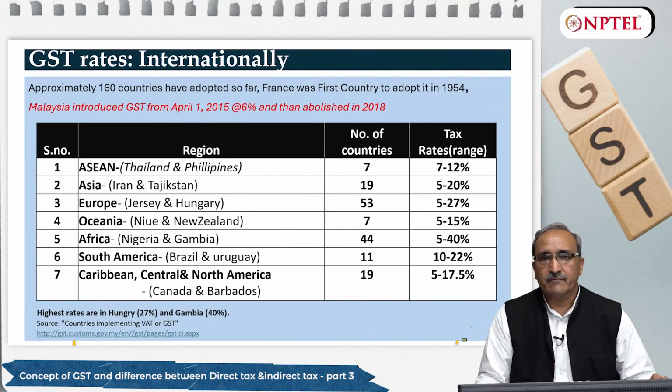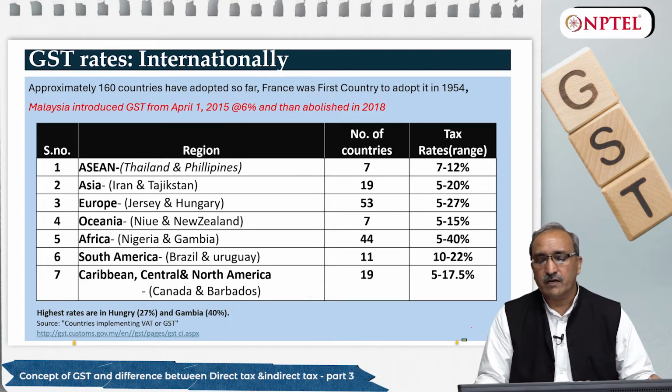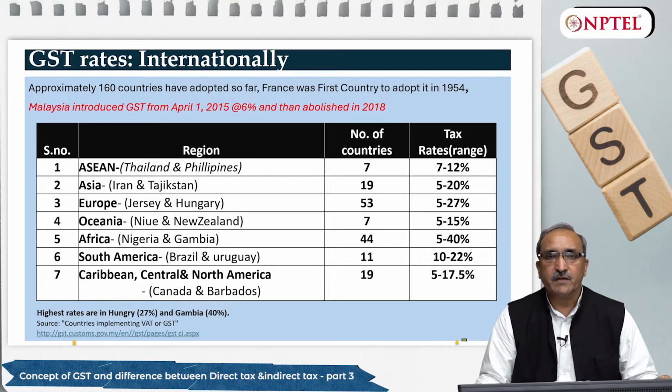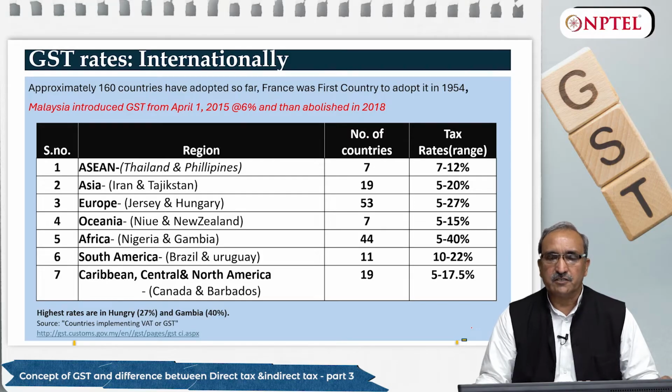So friends, if we go by international practices, we have seen that in different countries there are different rates of GST. So in Asia, Thailand, Philippines countries, we have 7 to 12% GST single rate. In countries like Iran, Kazakhstan, we have 5 to 20% GST. So different countries, based on their requirement and based on their budget structure, keep different rates for GST.